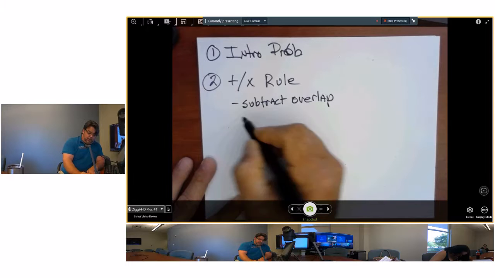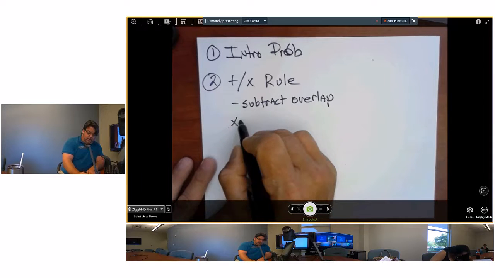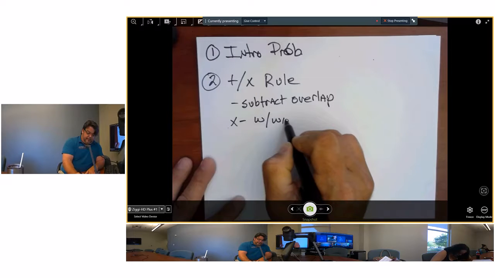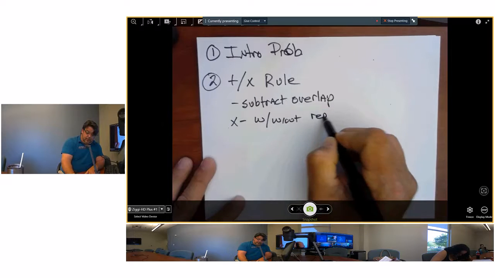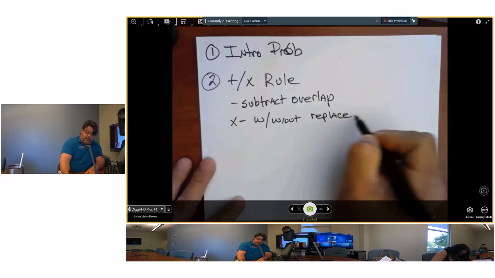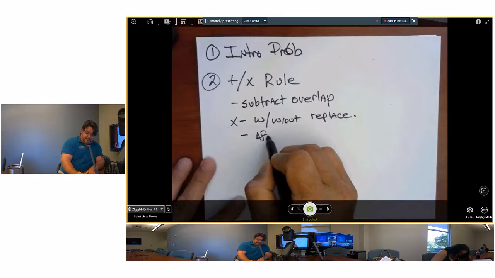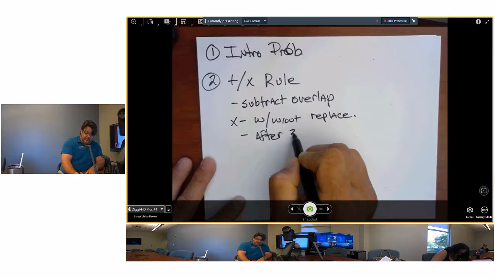The multiplicative rule, always remember with or without what? Replacement. And when does with or without replacement not matter? After, I'd say 300. It doesn't matter.